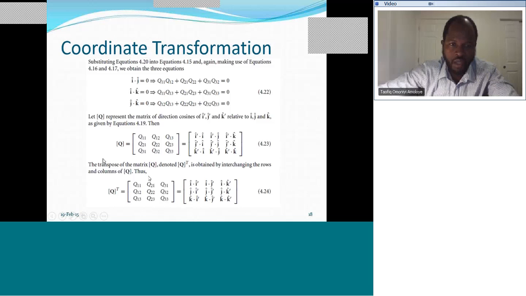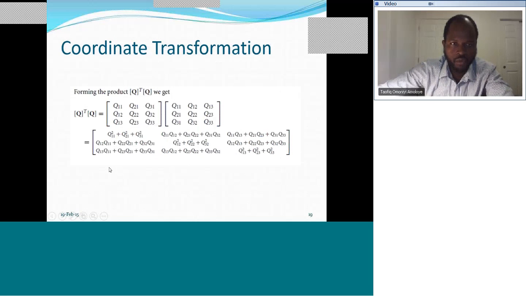So the transpose of the matrix Q, denoted by Q transpose, is obtained by interchanging the rows and columns of Q. Thus, we have Q transpose given in equation 4.24. So we can form the product of the transpose of Q with Q. When we do that, we get the matrix over here.